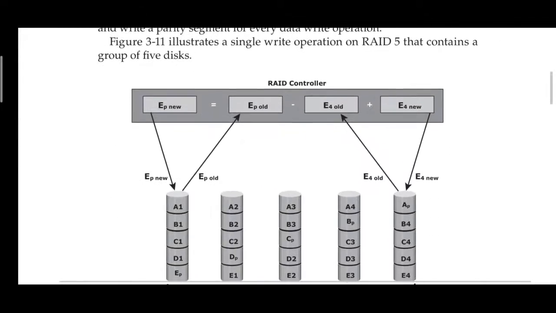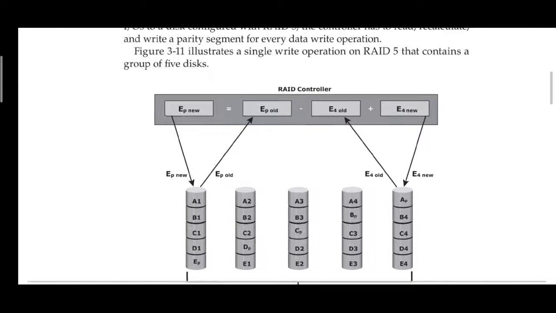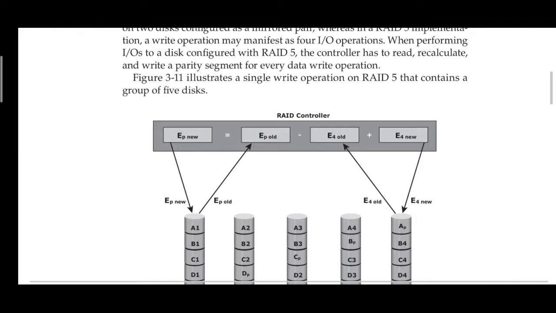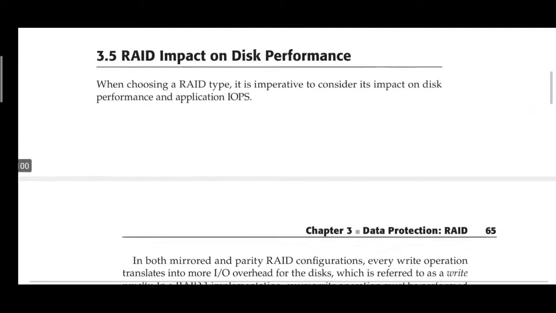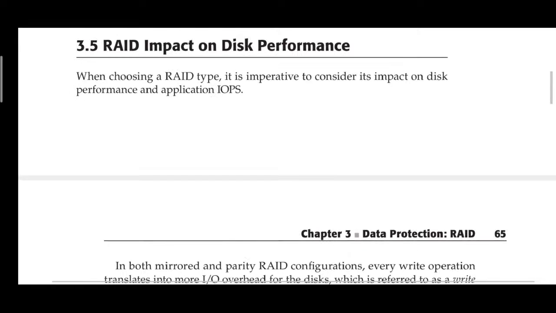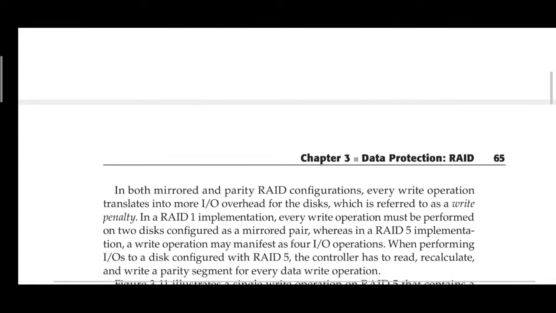Okay, next is about the RAID impact on disk performance. To study this, we have to concentrate on the write penalty also. Penalty means, let us see the terminology. So when choosing a RAID type, it is imperative to consider its impact on disk performance and application IOPS.